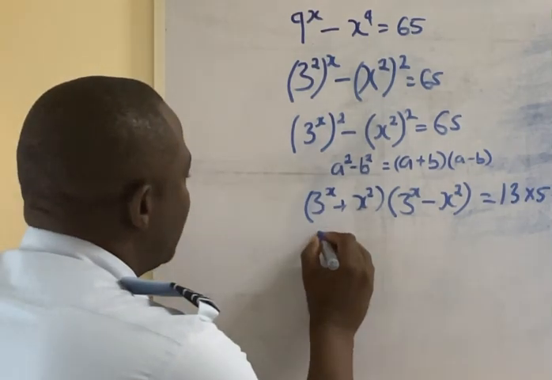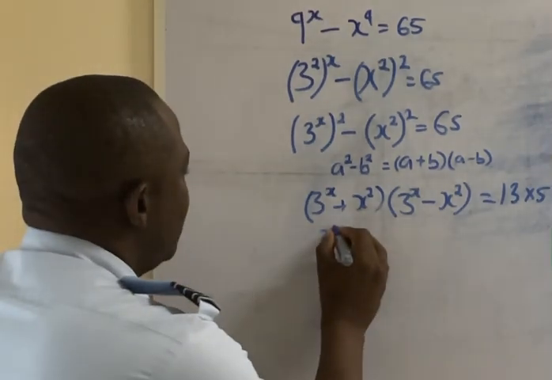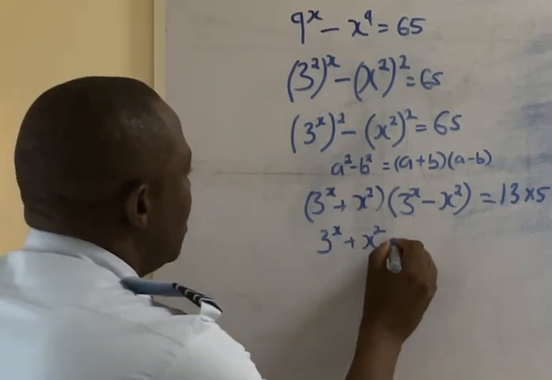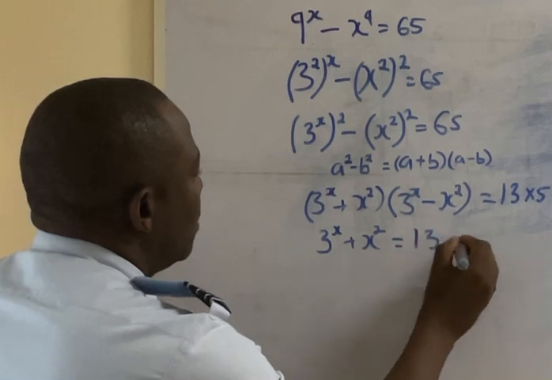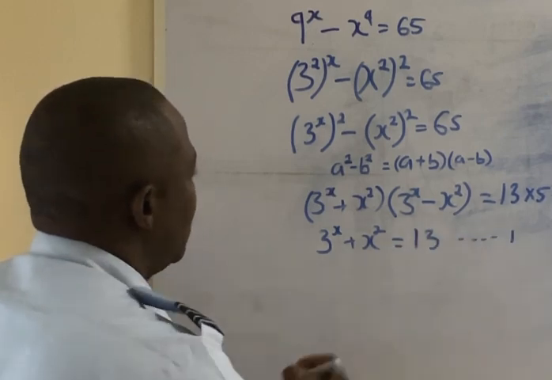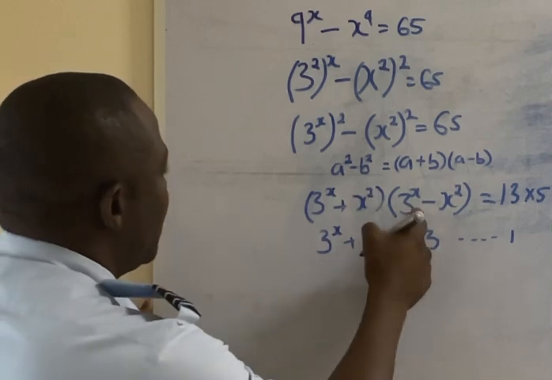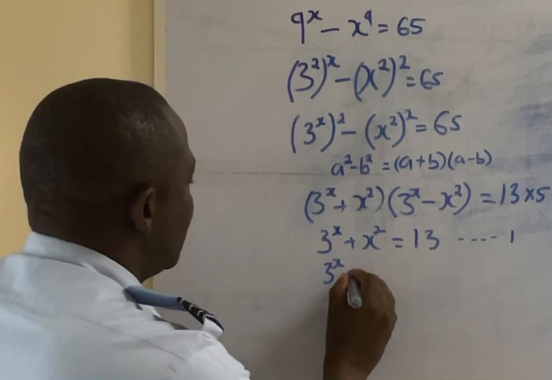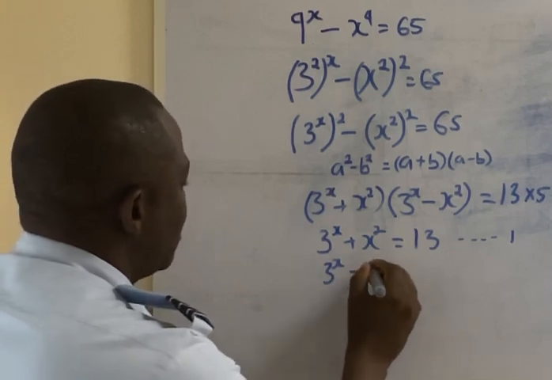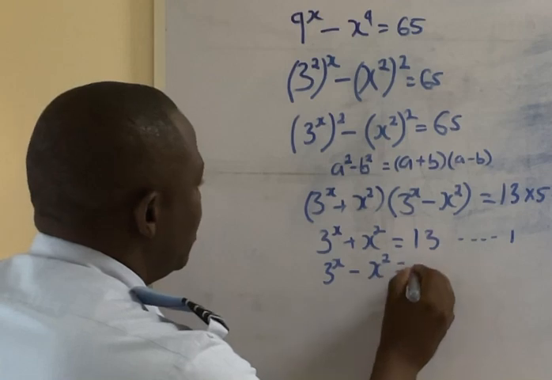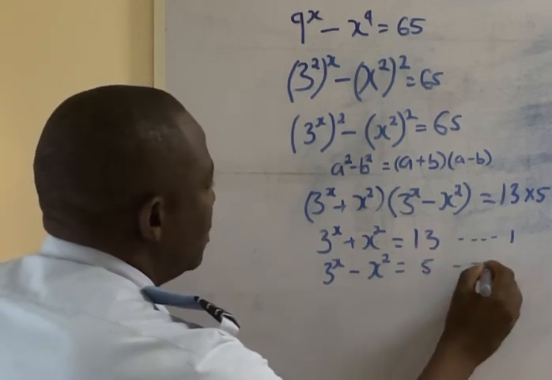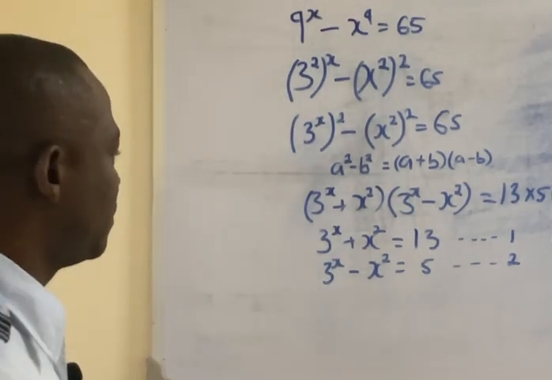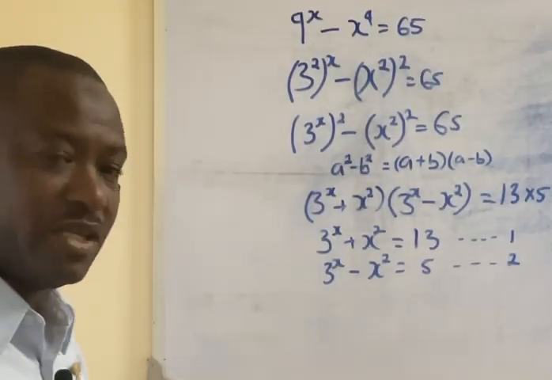So we have 3 raised to the power x plus x squared is equal to 13. We can call this equation 1. And then we have 3 power x minus x squared is equal to 5, and we can call this equation 2. Now, how do we solve this simultaneous equation? Let's use elimination method. All right.